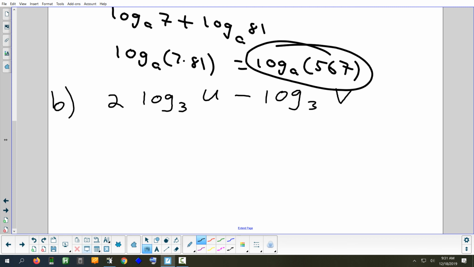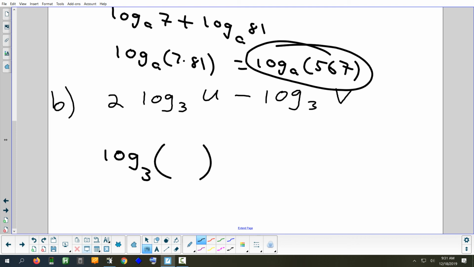Let's try this one. 2 log base 3 u minus log base 3 v. Let's see if we can do it all in one step. When I combine that all into a single log, Stephen, what's going to be the base on my log? It would be 3. Yeah, it's going to be a base 3 log. Now, anyone think they can tell me my argument? What is going to go inside the parentheses?